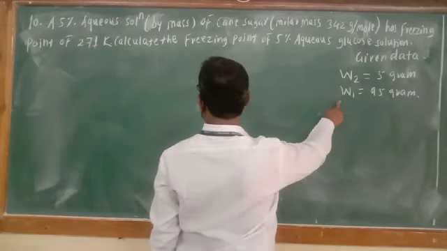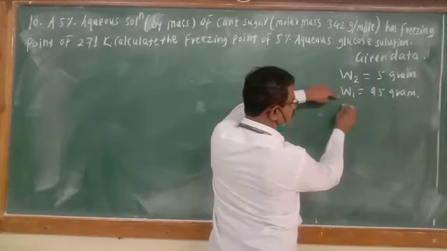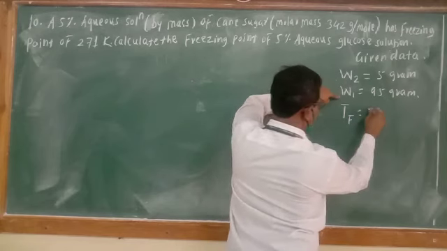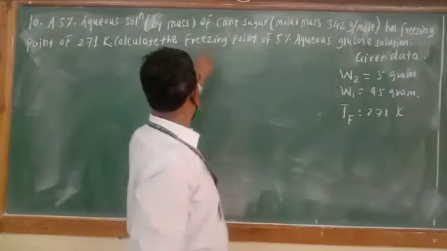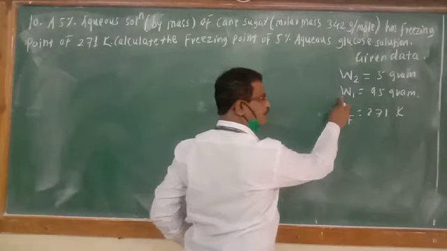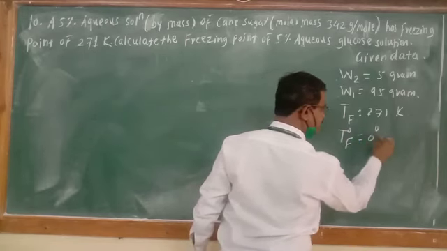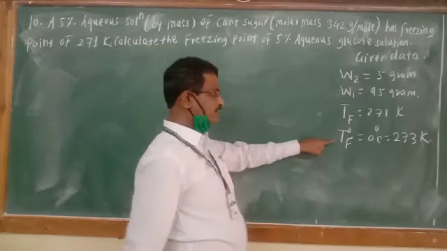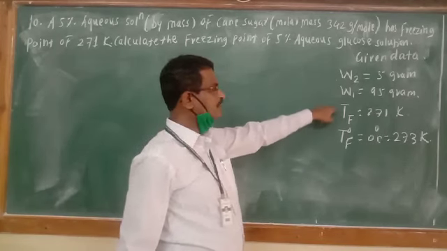And this solution has a freezing point of solution TF equal to 271 Kelvin. This is the data up to this level. We know the freezing point of pure solvent water, T0F, 0 degree Celsius, that is equal to 273 Kelvin. So the freezing point of pure solvent we know. Freezing point of solution is this one.